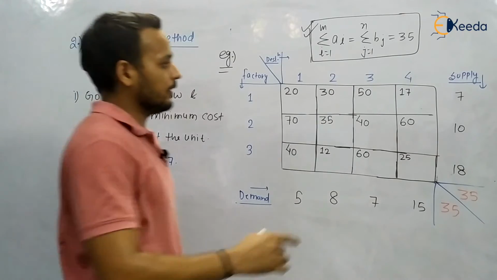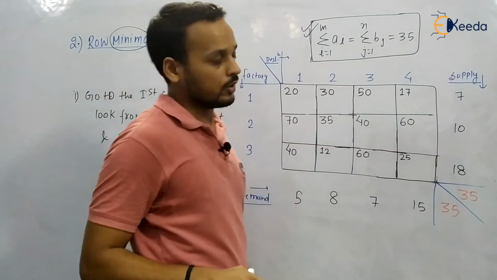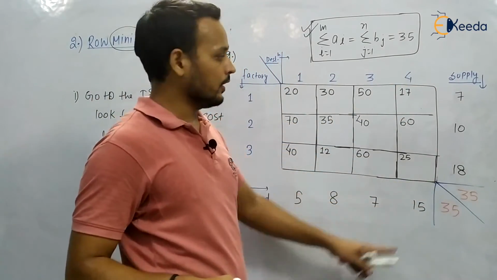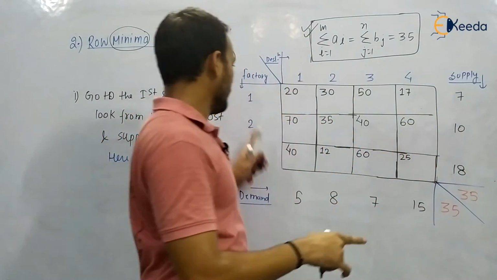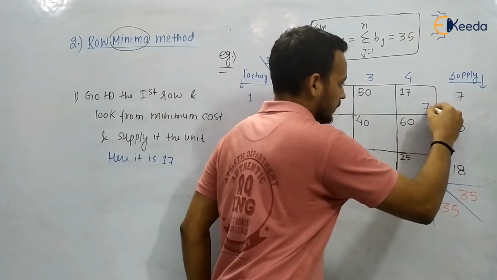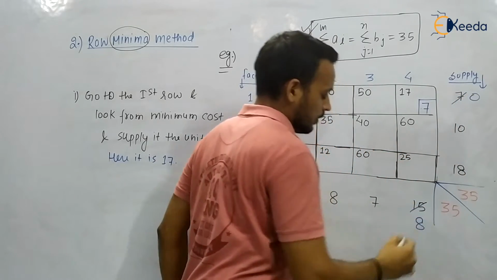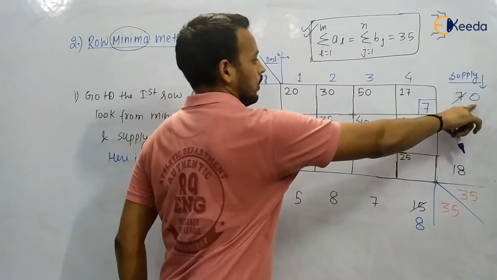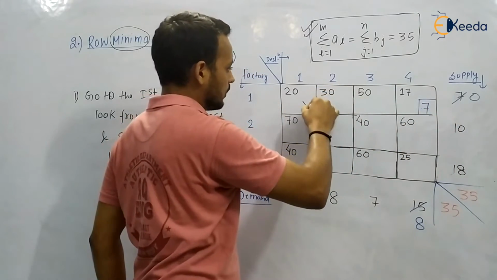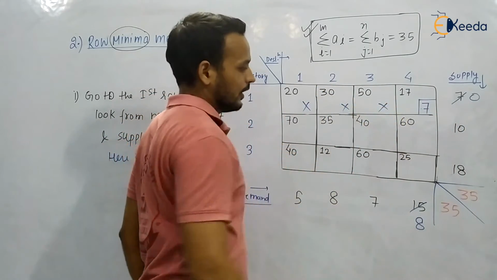Okay, so this 17 requires how many units? 15 units. Okay, the destination requires how many units? 15 units. We have only 7 units with factory 1, so supply these 7 units. So it is having now 0 and it is going to have 8. Okay, so this 0 means the factory 1 cannot supply to these 3. So these 3 won't get anything.